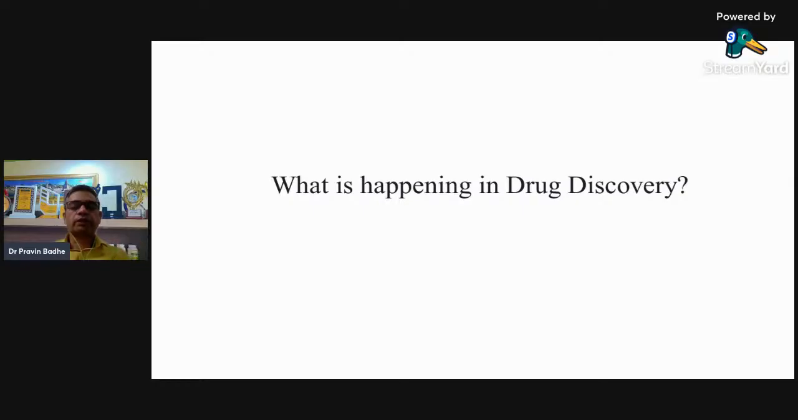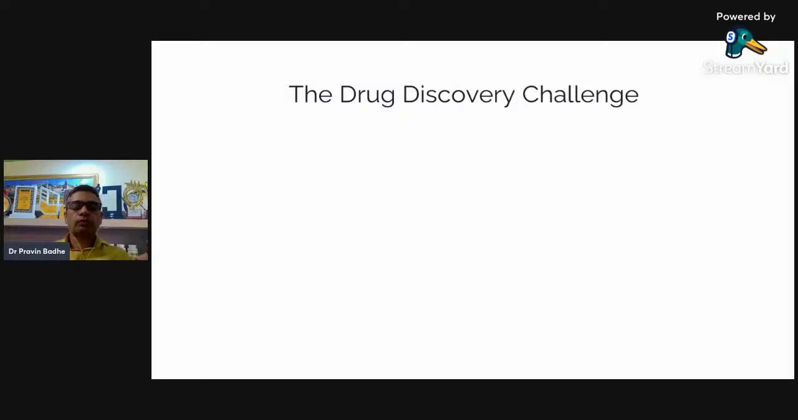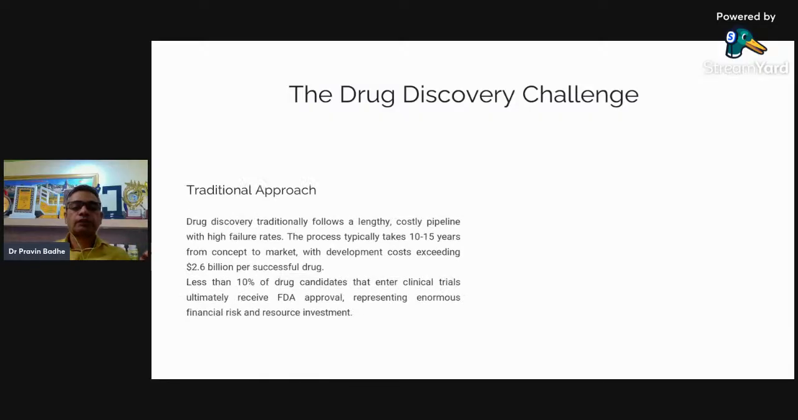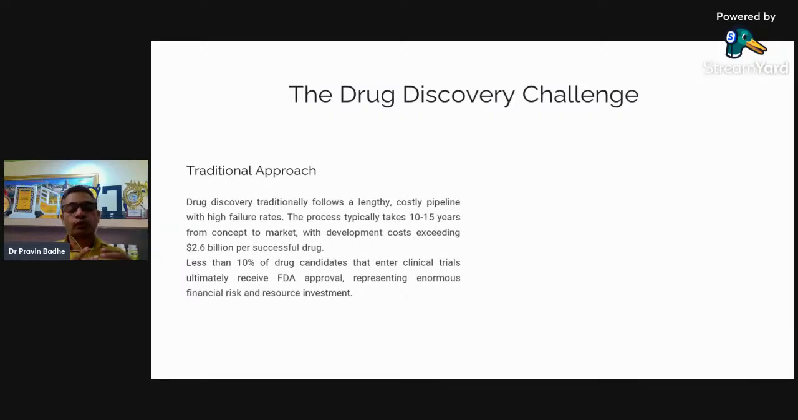So, what is happening in drug discovery? The question here is, if we look at the last 3 to 4 years, what major shift has actually happened in drug discovery? Now, when we talk about drug discovery, the challenge is in the traditional approach. When we say traditional, it is not about utilizing plants in drug discovery. Traditional means the process which happens in drug discovery for that 10 to 15 years.